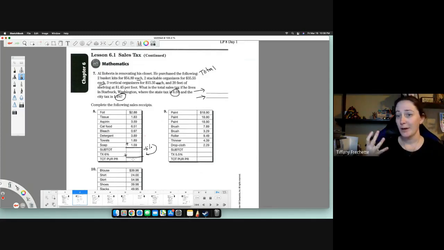And honestly, in my opinion, the table looks a little easier because it's just, here's all my prices straight down. I don't have to look through the paragraph for my prices or the word each or anything like that. So even here, it says paint, paint, paint. Okay, well, instead of saying he bought 3 paints at $18.90, it's saying paint $18.90, paint $18.90, paint $18.90. So repeated items are just repeated on there.